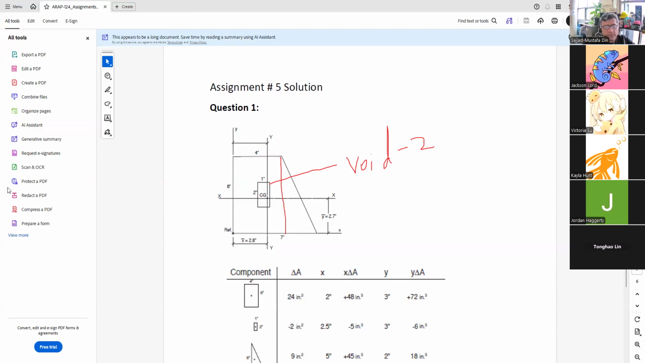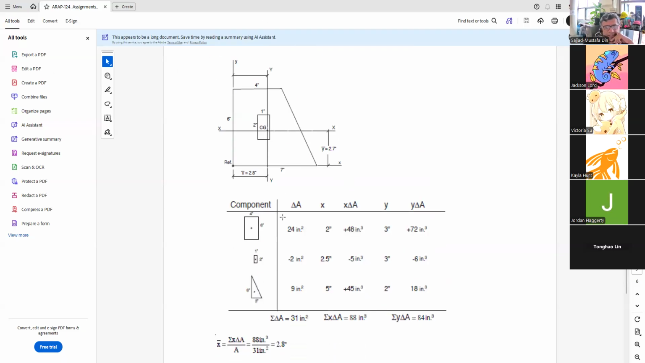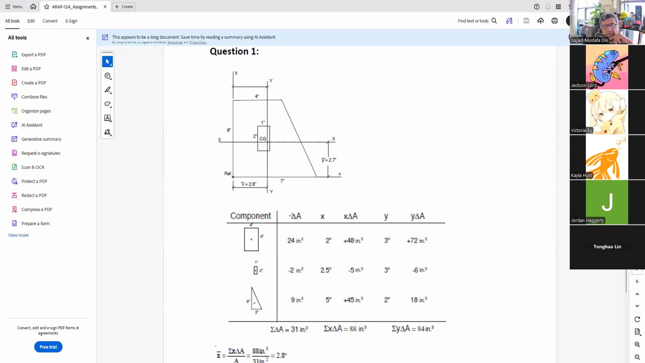Now what you do is you set up your table. What does your table look like? Well, let's take a look. Your table is going to look something like this. First, you're going to put down the area for each shape. Remember, this is going to be number 1. How do you determine this area? Well, you know based on this.